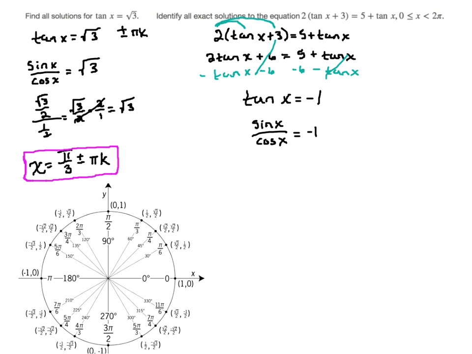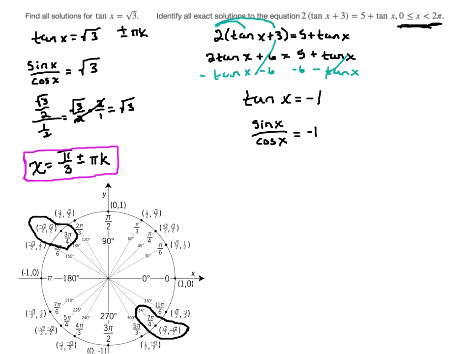So the sine divided by the cosine equals -1. Let's see. So I need them to be the same values but opposite signs, and that happens at 3 pi over 4. And it also happens at 7 pi over 4.